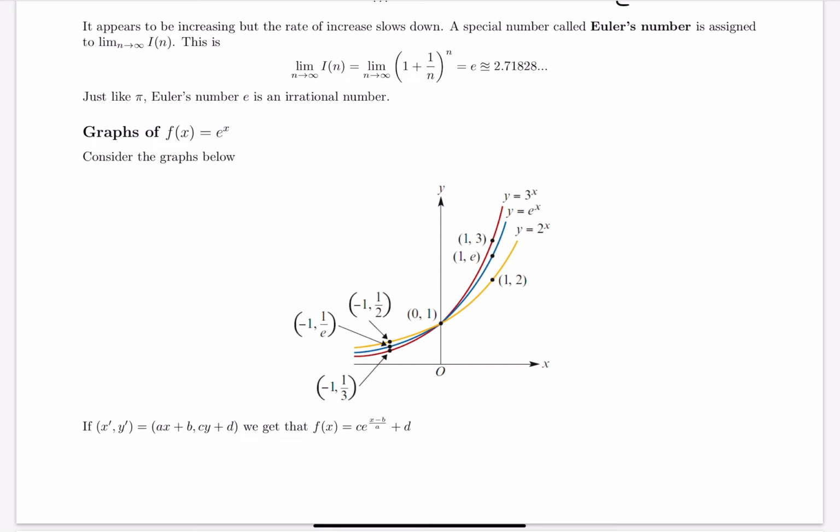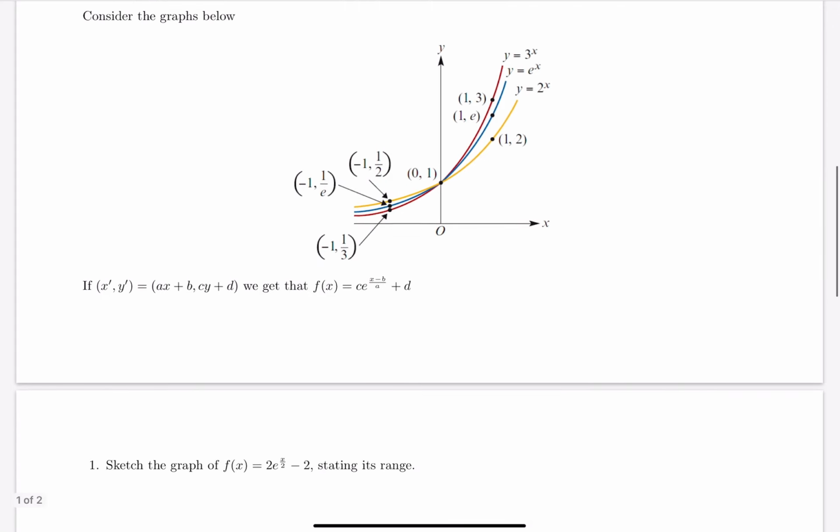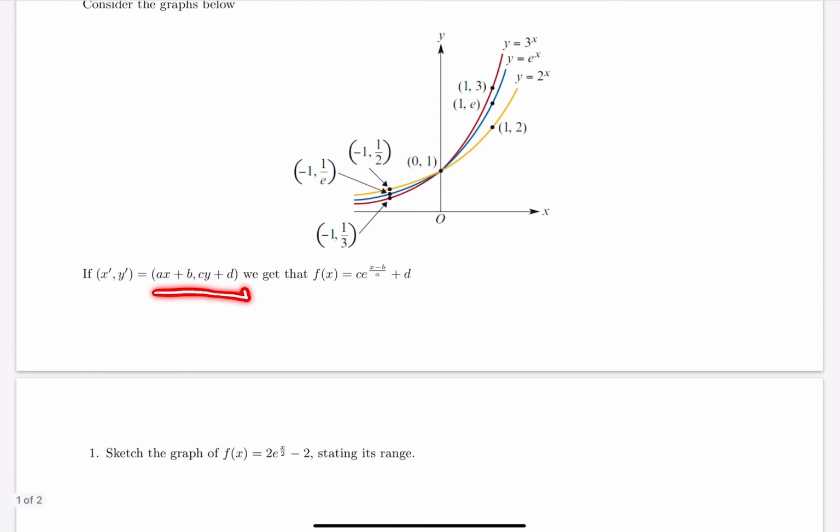Why is that expected? Because e is roughly 2.72, so it should be lying between 2 and 3. And one thing I want to make clear is whenever you've got transformations of this form, x prime is ax plus b, and y prime is cy plus d, then you end up with a function which looks like this, and this is just your transformed version of your exponential function.